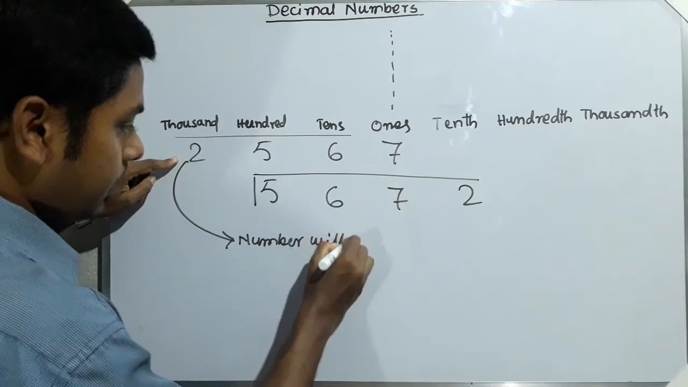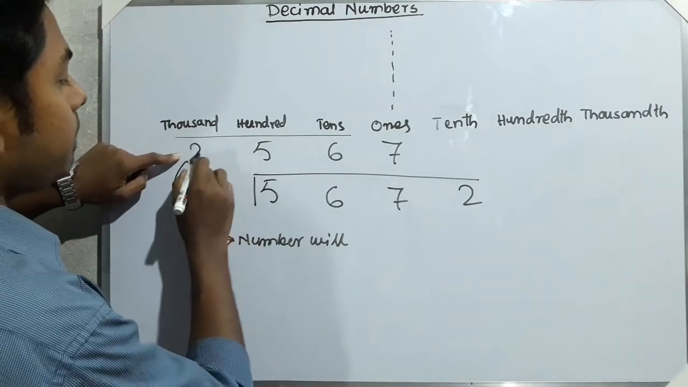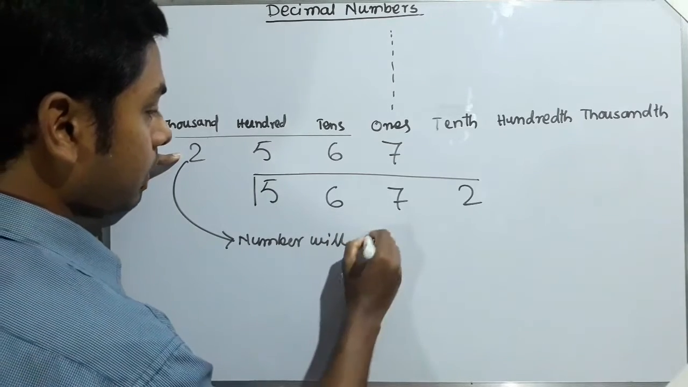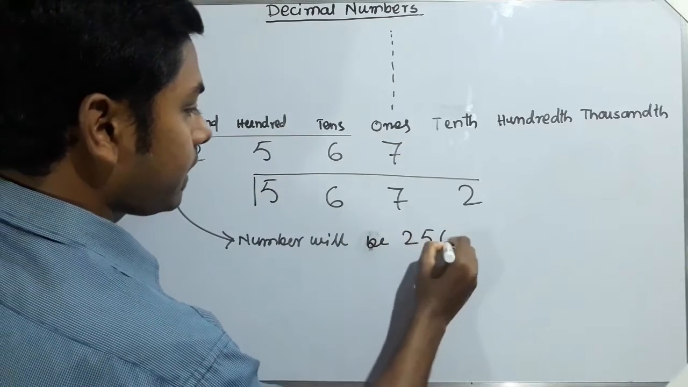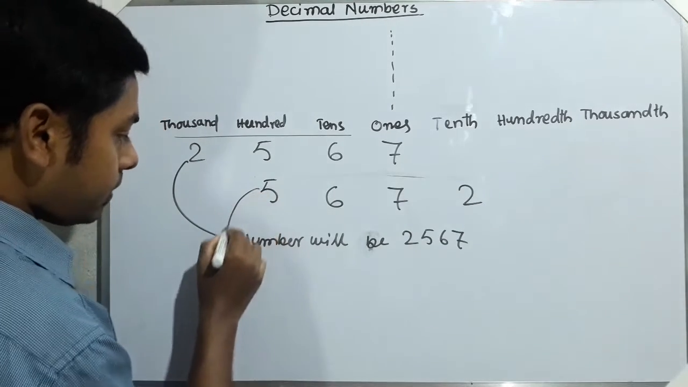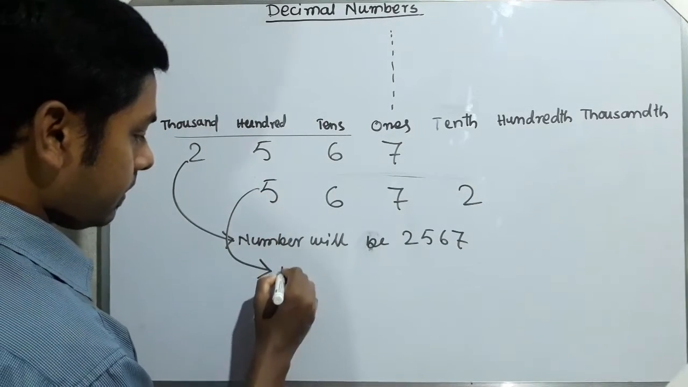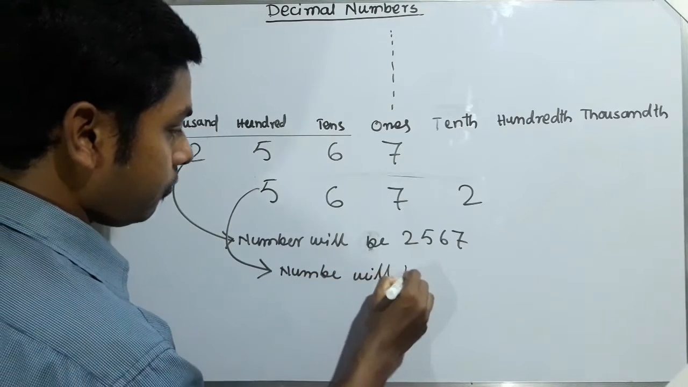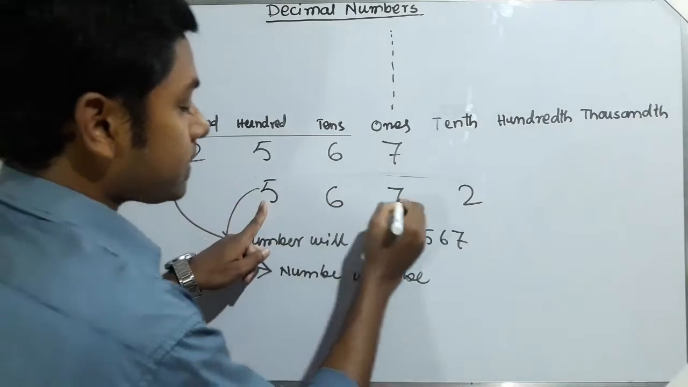This number will be 2567, and this number will be 567.